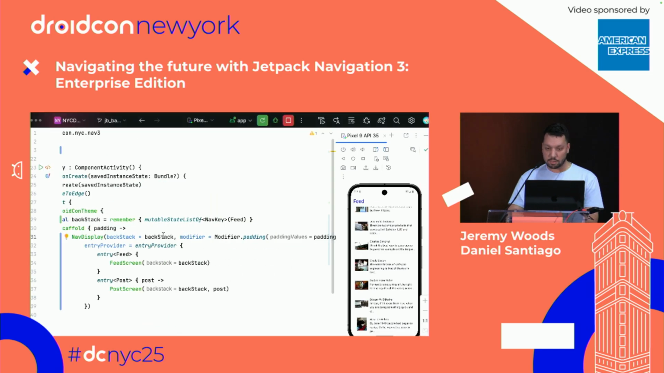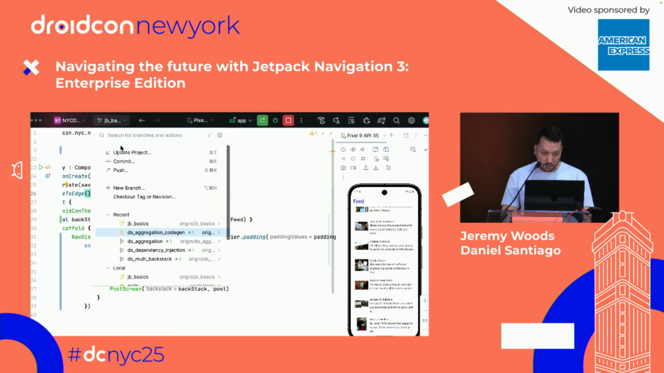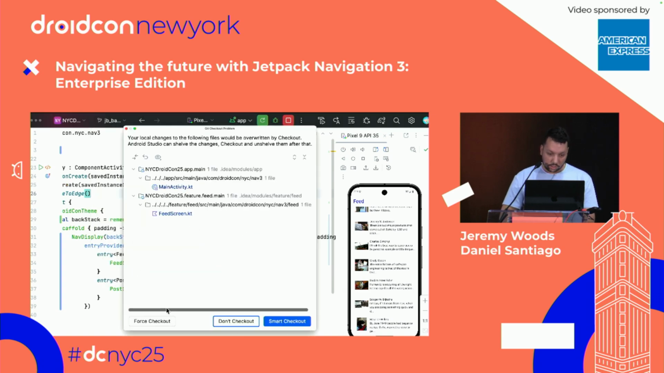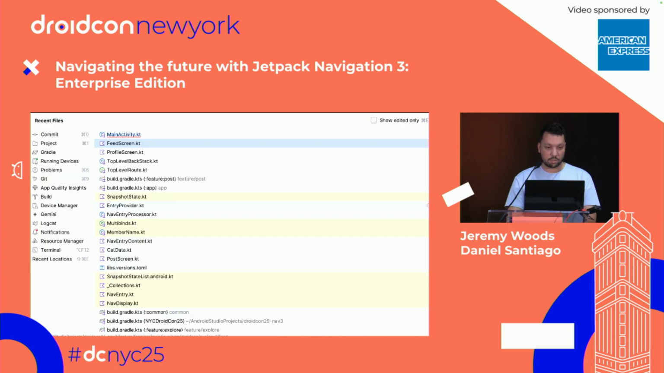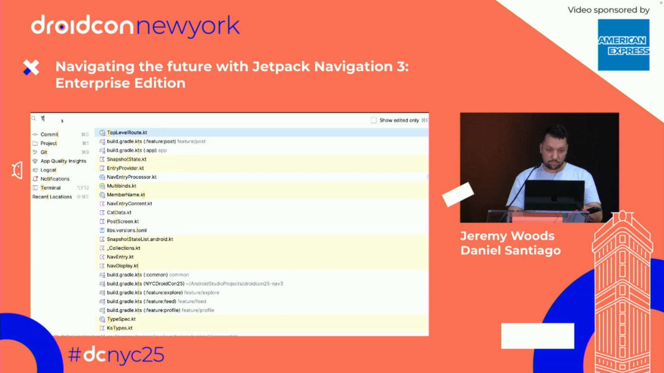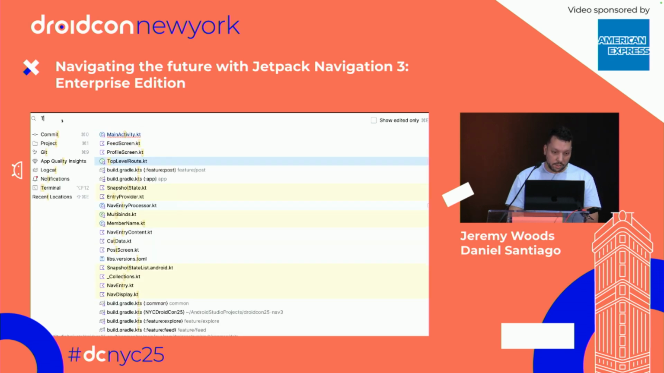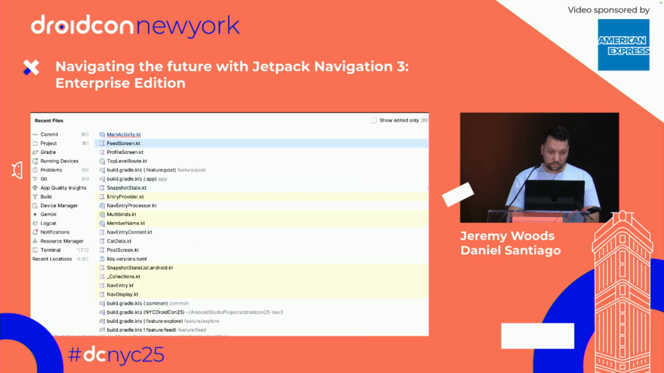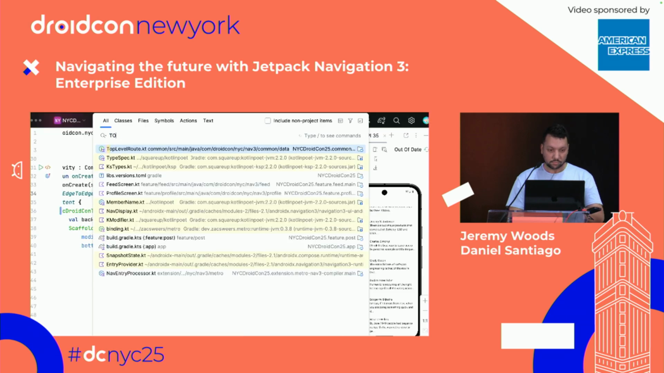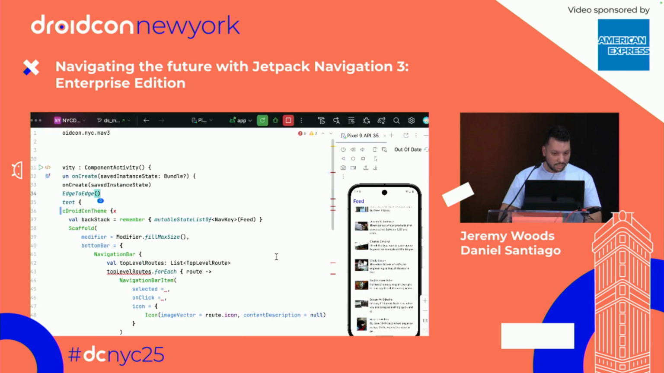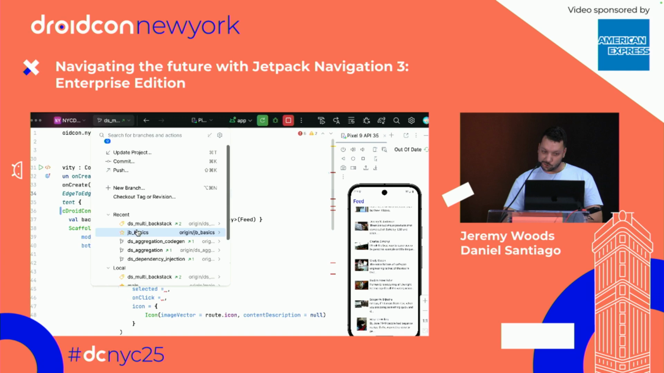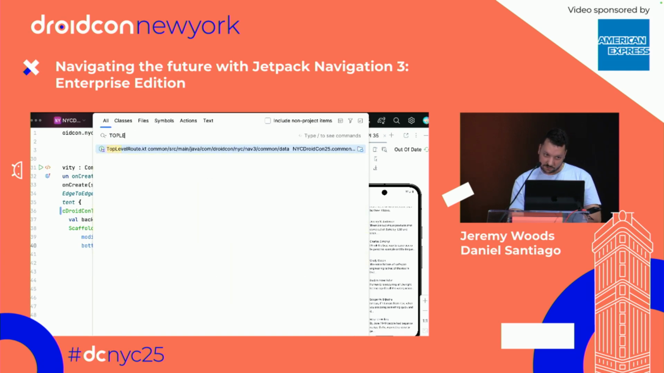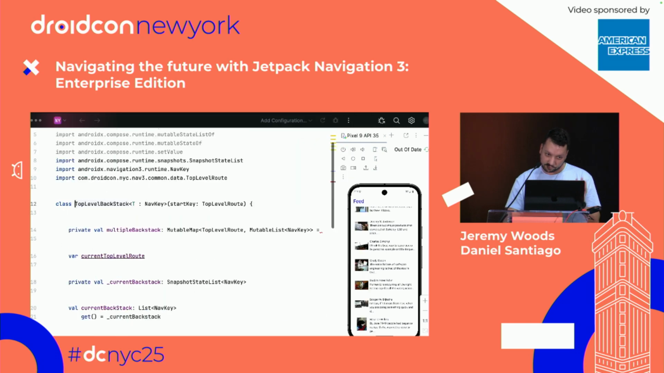So let's try to code this. I do have a branch somewhere in here to get me started. So we're gonna check it out. In this branch, I already did a little bit of work. I will check out the branch that I'm on. Okay, top level backs. There we go.